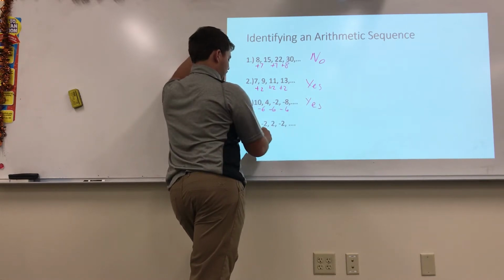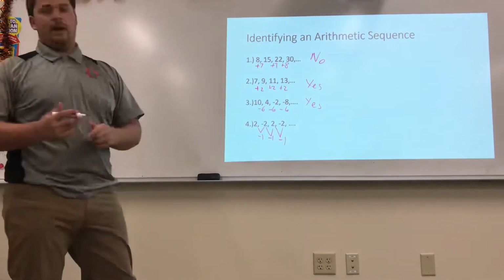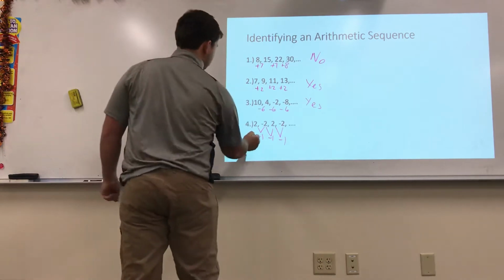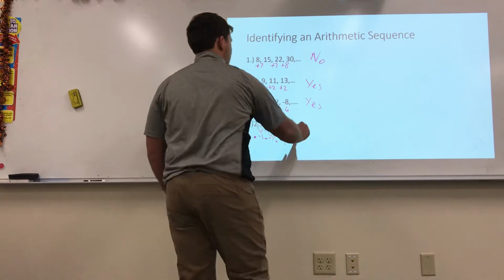This one looks like we're multiplying by -1, multiplied by -1, multiplied by -1. Okay, we weren't adding there, but we did do the same thing. So is this an arithmetic sequence? No, it is not, because it's not just adding and subtracting. So, no.